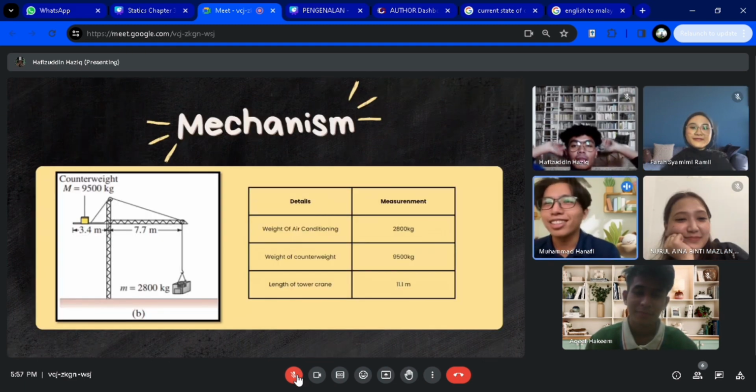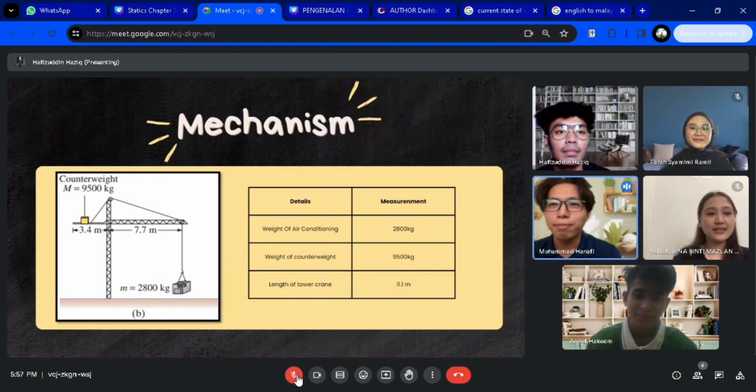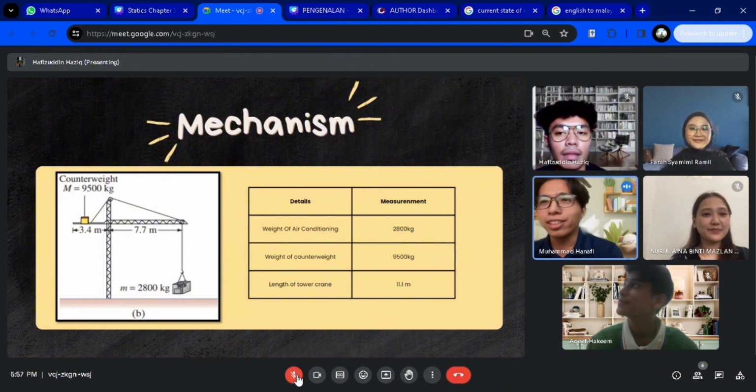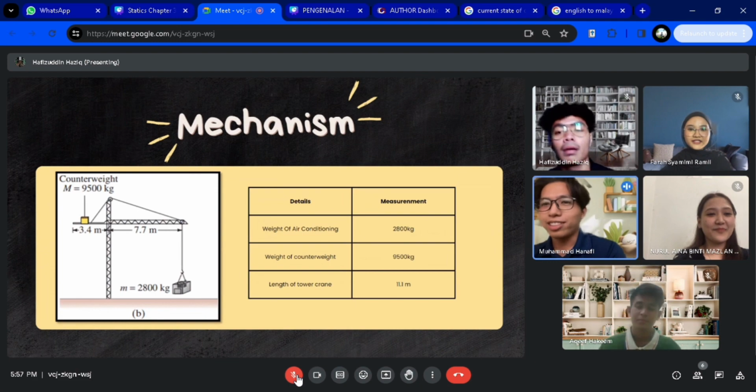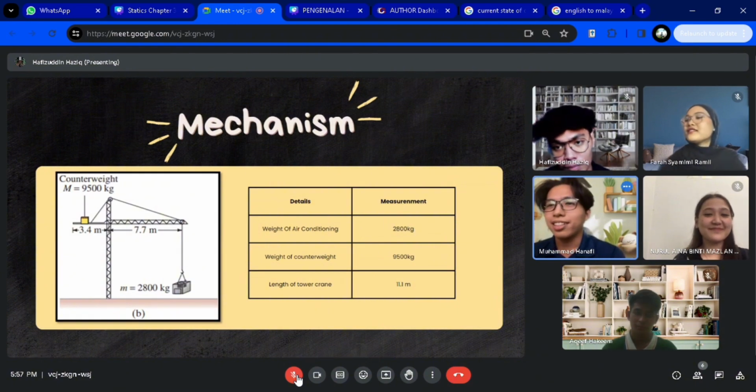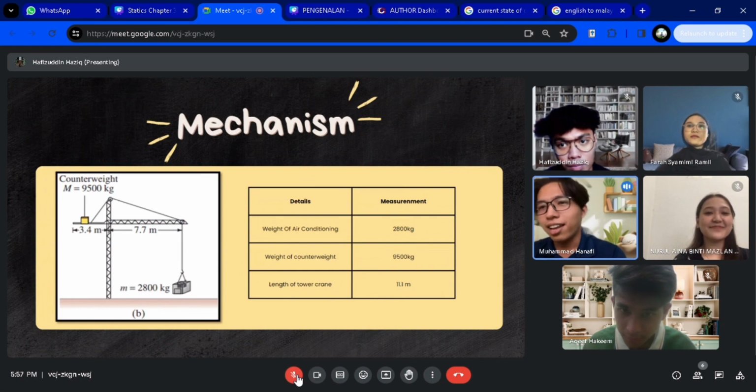Okay, next is the mechanism. This is the parameter that we use to calculate the load. First, the detail is the weight of the air conditioner. The weight is 2,800 kg. Next, the weight of the counterweight is 9,500 kg. Next, the length of the tower crane is 11.1 meters.